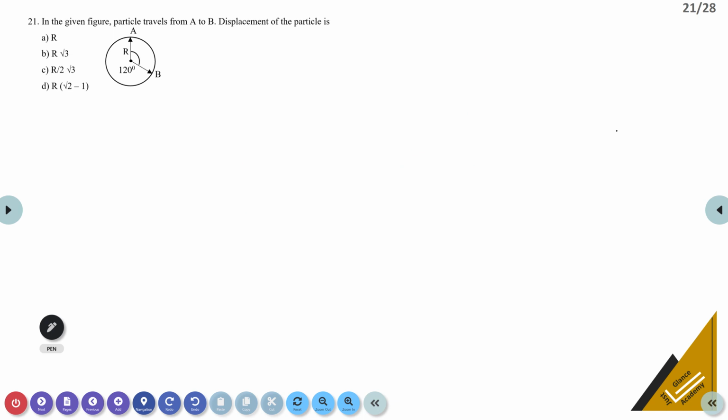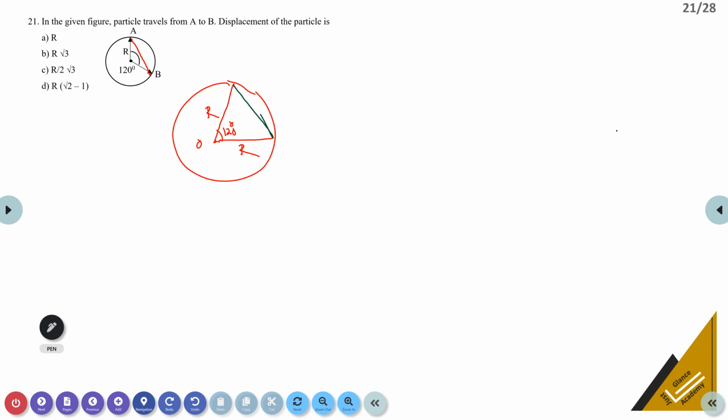Next. This also I solved in the regular class. In the given figure, the particle travels from A to B. The displacement is being asked. It is a chord like this. This is O. This is R. This also is R. The angle between them is how much? 120 degrees is given. Of course, I have not drawn it properly.